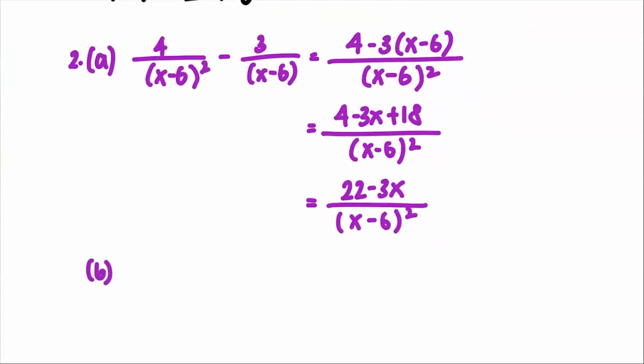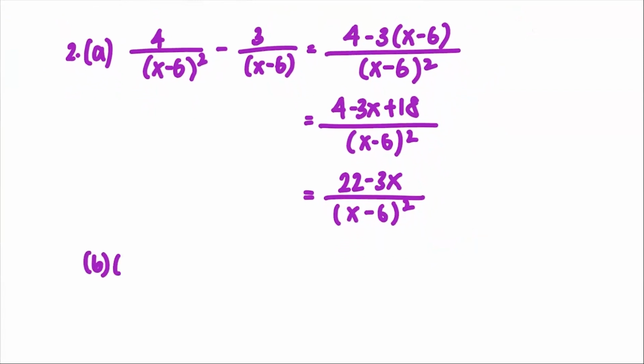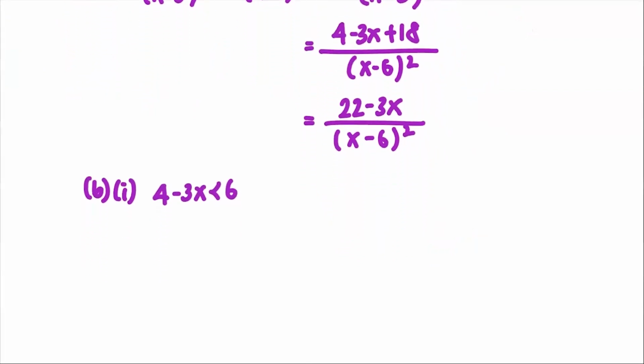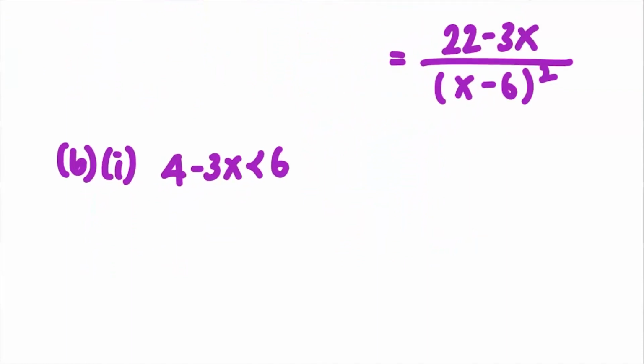2 part B, the inequality, part 1. The question is saying you need to solve the following inequality: 4 minus 3x is less than 6. So this is a strategy from me about inequalities. I hate inequalities with negative x values. I repeat again, I do not like inequalities with negative x values because I don't want to divide and then change the sign. I don't like it.